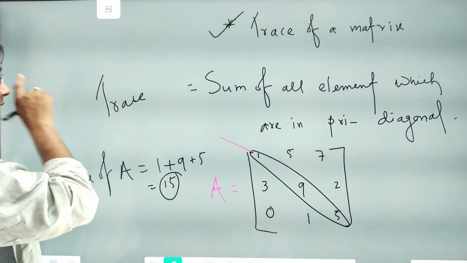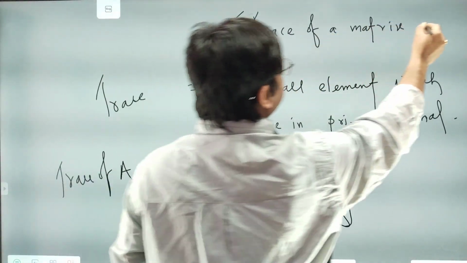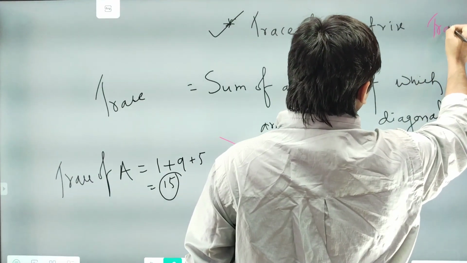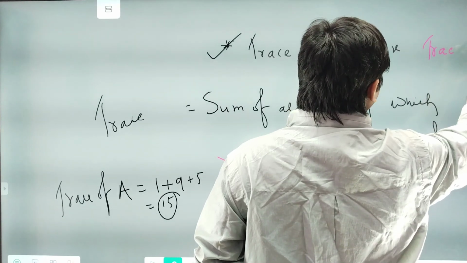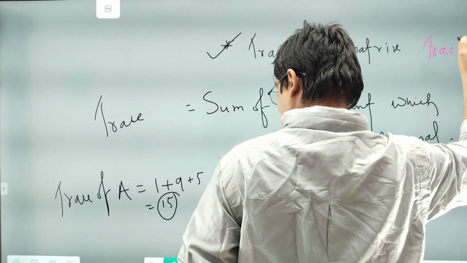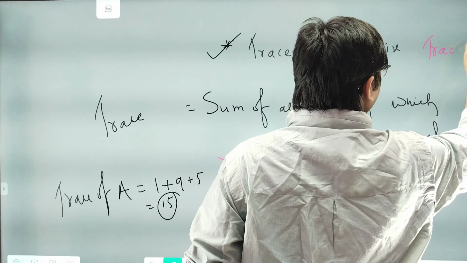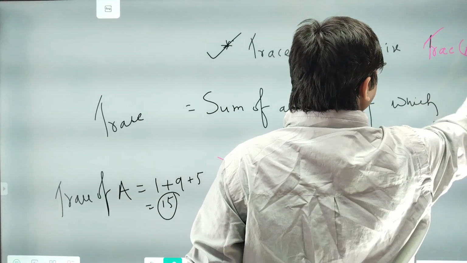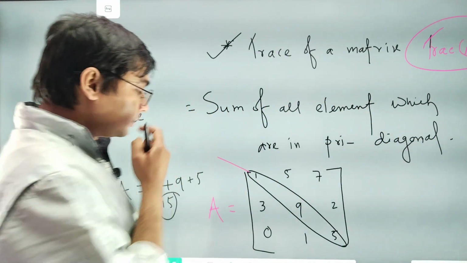And in short form we write the trace like this: tr A, trace of A. Yes, trace of A in short form.